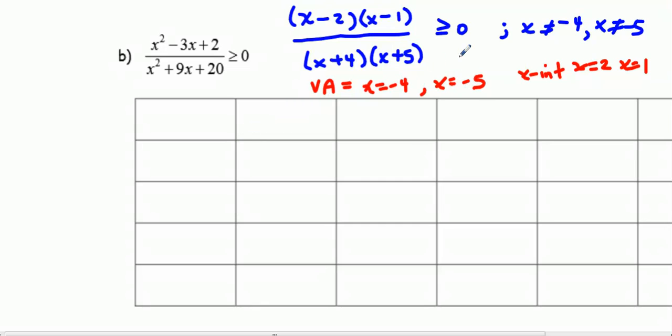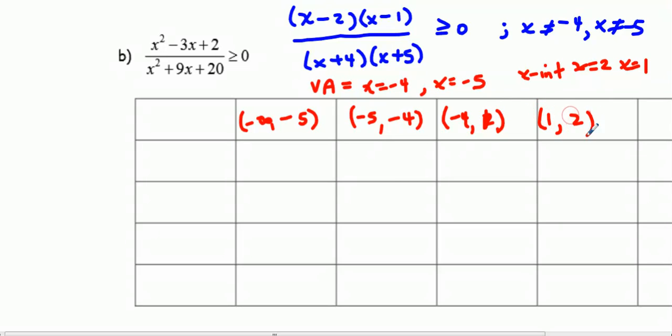Let's start with the smallest one. So this is going to be from negative infinity to negative 5. And then from negative 5 to negative 4. And from negative 4 to 1. And from 1 to 2. And last but not least, 2 to infinity.